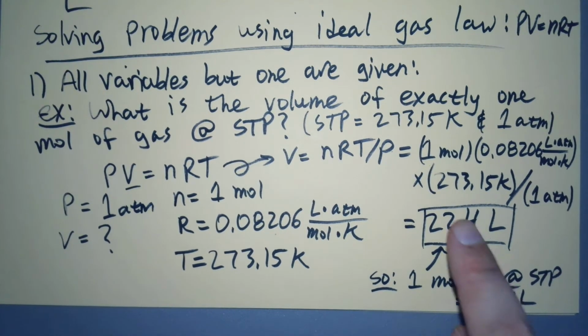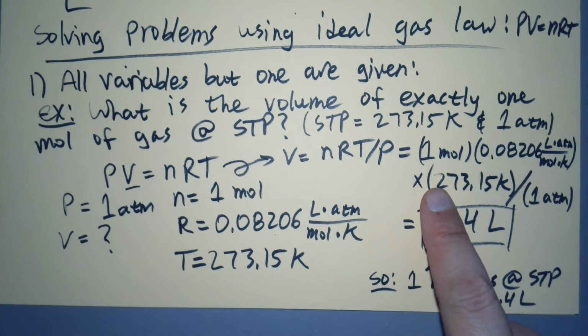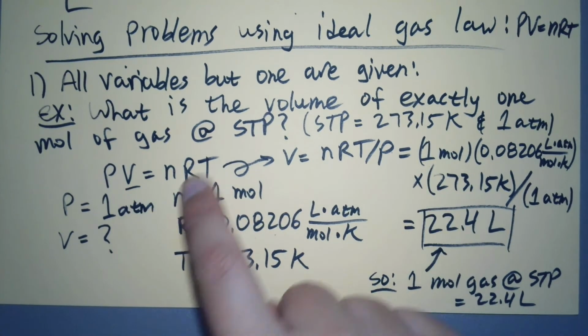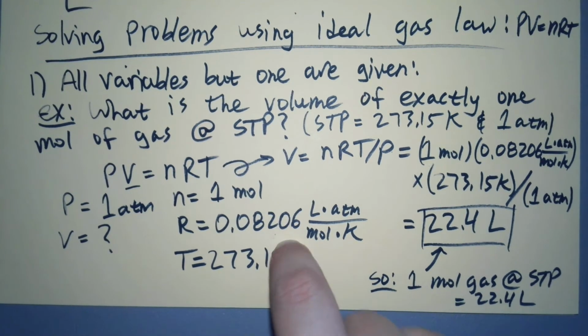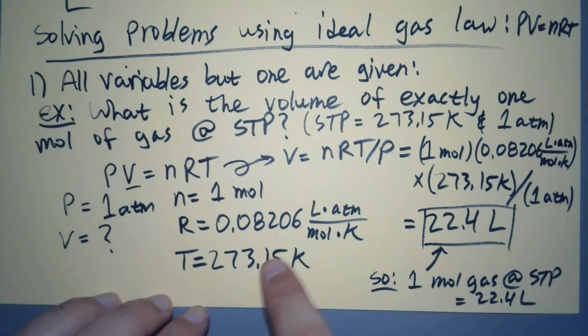And so a couple pitfalls to look out for when you do these problems. One, make sure you know what variable you're looking for. Make sure your temperature is in Kelvin. Make sure you use the right flavor of R. Those are the 2 easiest mistakes to make here. So make sure all your units line up.